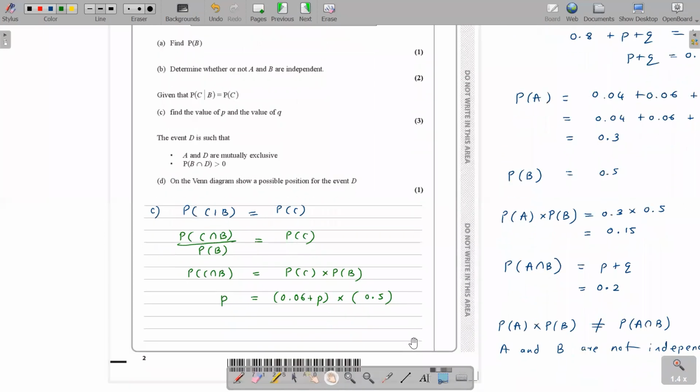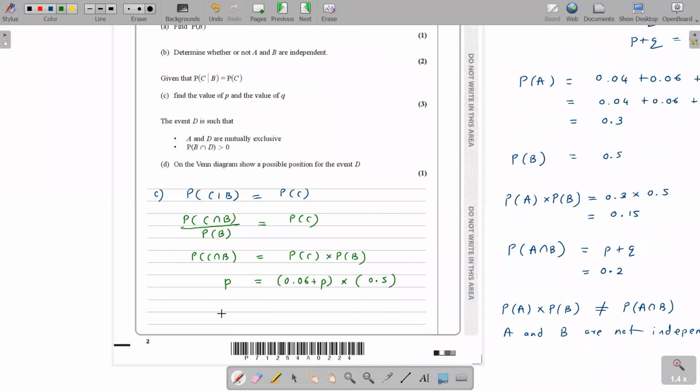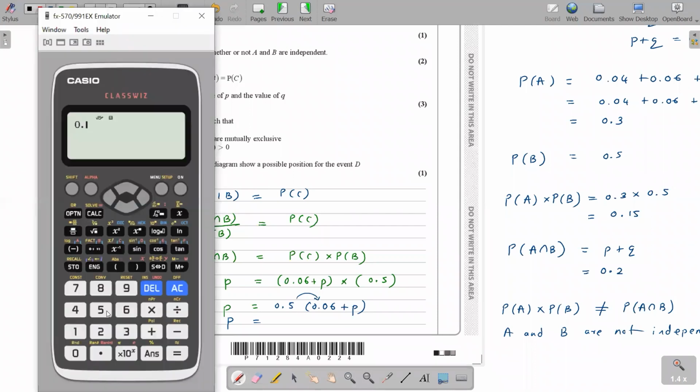Now we make P the subject. P equals, so this bracket you need to open with 0.5. So 0.5 times 0.06 plus P. Open the bracket. 0.5 into 0.06, how much is it? 0.5 into 0.06 is 0.03.